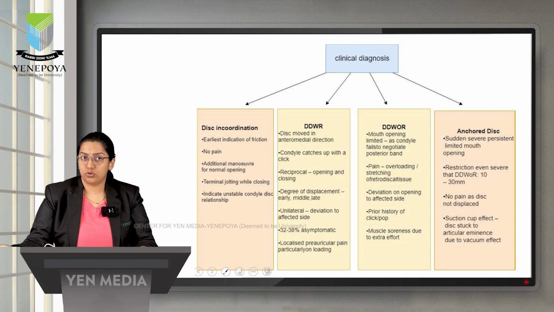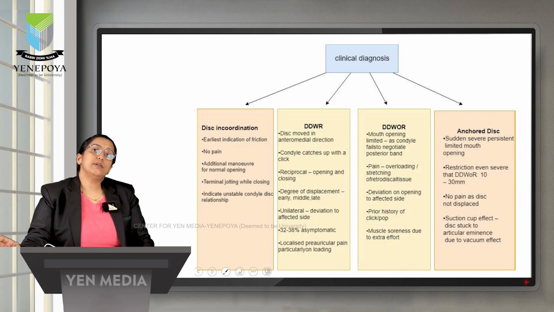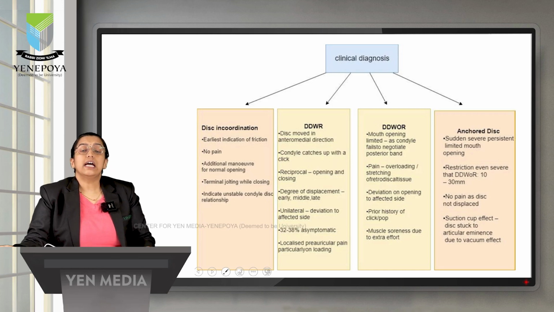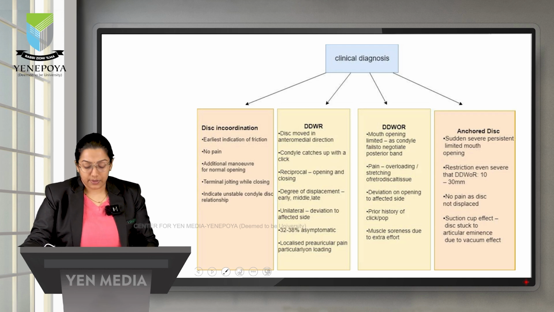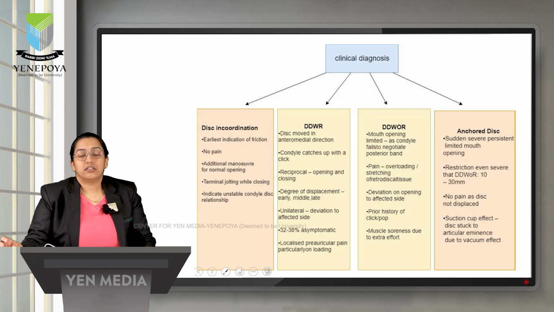Now the degree of displacement could be early, middle or late stage; the degree of displacement can vary. The mandible has a unilateral deviation to the affected side, and in 30 to 40% of the cases they are asymptomatic. In disc displacement without reduction, mouth opening gets reduced, and there is pain because of the overloading or stretching of the retrodiscal tissues, deviation on opening to the affected side, prior history of click or pop, and muscle soreness because of some extra effort that is taken by the joint.